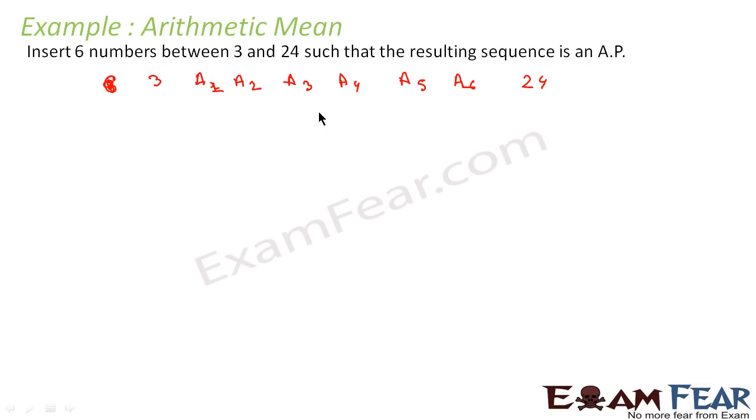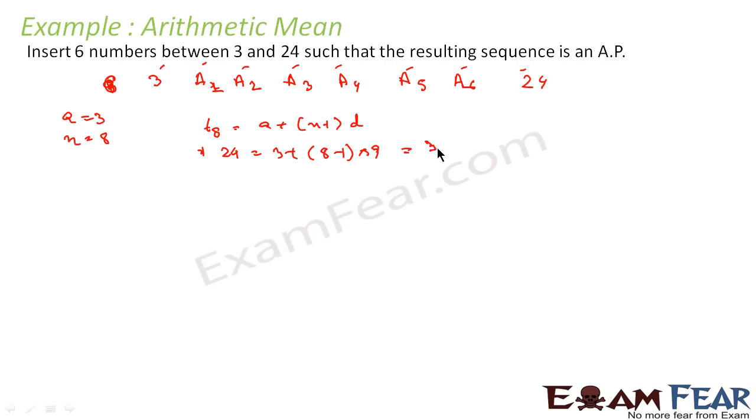Now if this whole sequence is an AP, we observe that a is equal to 3. What is the value of n? n is nothing but 1, 2, 3, 4, 5, 6, 7, 8. n is equal to 8, so this is T8. We know that T8 is equal to a plus n minus 1 into d. T8 is 24, so this is 3 plus 8 minus 1 into d, which is 3 plus 7d.